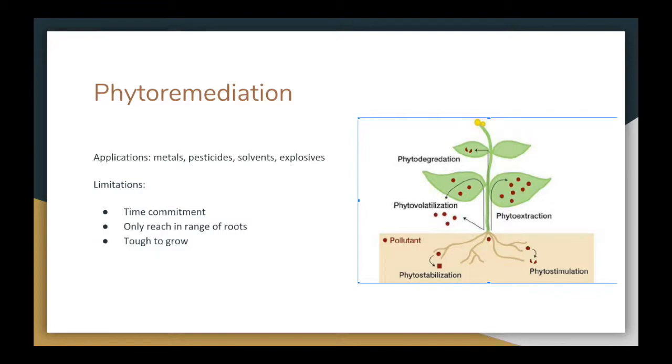A final limitation of this process is that since you are trying to remove contaminants with living plants, it means that the environment that you are growing the plants in will contain contaminants that may be toxic to the plants, making it more difficult to grow the plants and keep them alive.